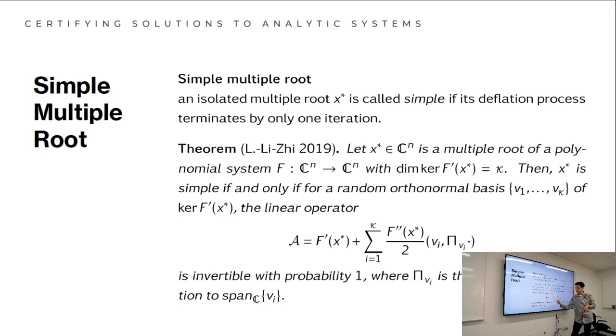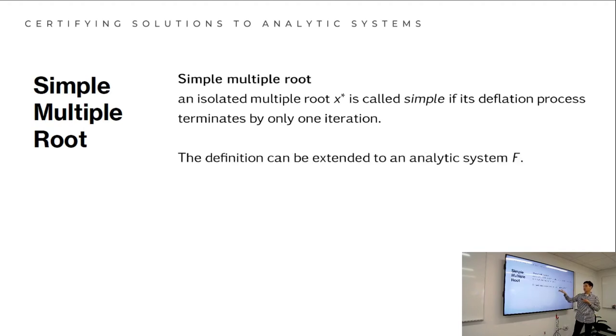So let me explain this Cayley A a little more clearly. We have two terms in here. The first term is the Jacobian, which is a matrix. We have a second order derivative, which is a three-tensor, but we multiply it with the orthonormal basis, so it becomes a matrix. So this is just a linear operator, but it becomes invertible when we have a simple multiple root.